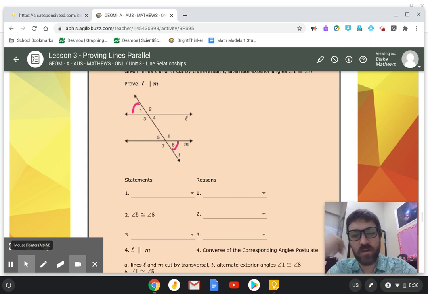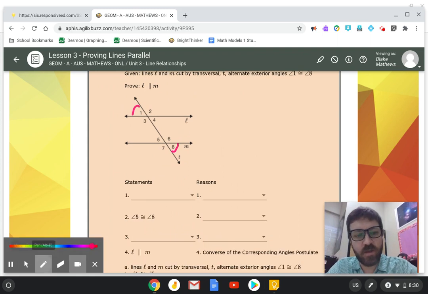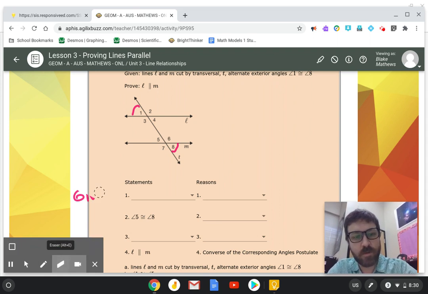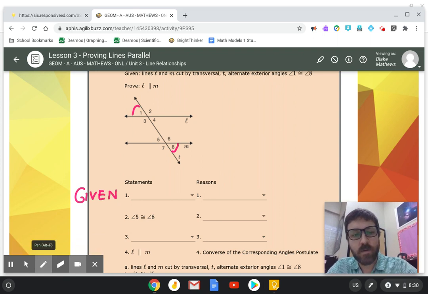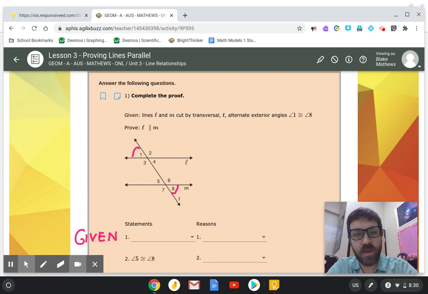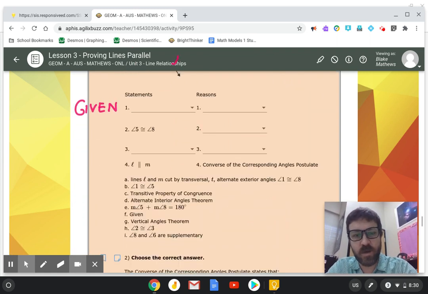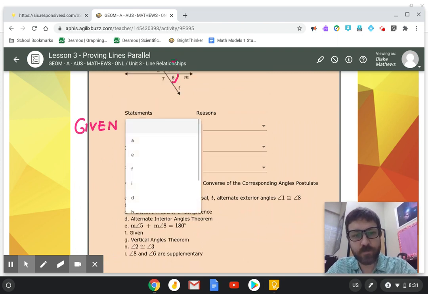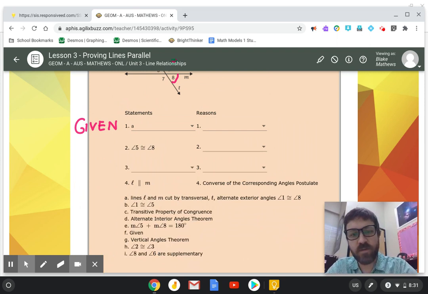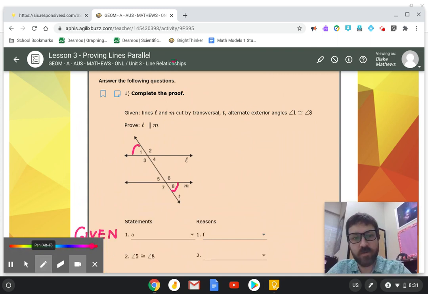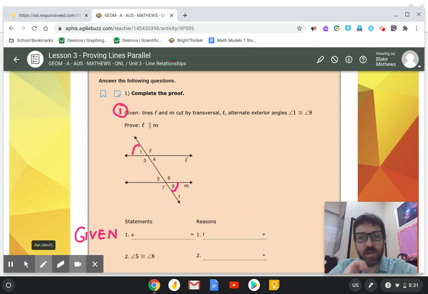All right. So we'll start with first things first. We know the first row of any proof is always going to be our givens. So our given in this one is all the information listed in the first row here. Lines L and M are cut by transversal T. Alternate exterior angles 1 and 8 are congruent. So that's answer choice A. So answer choice A goes here. The reason is given. There's answer choice F. So you always know the first row of any proof is always, always, always the givens. That's always the first thing in a proof.